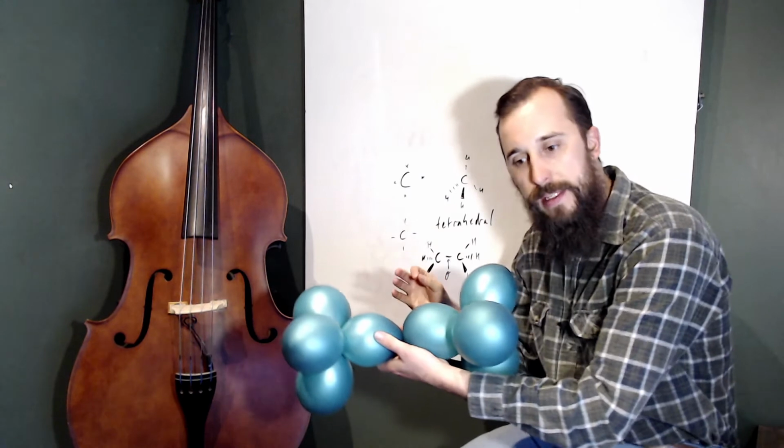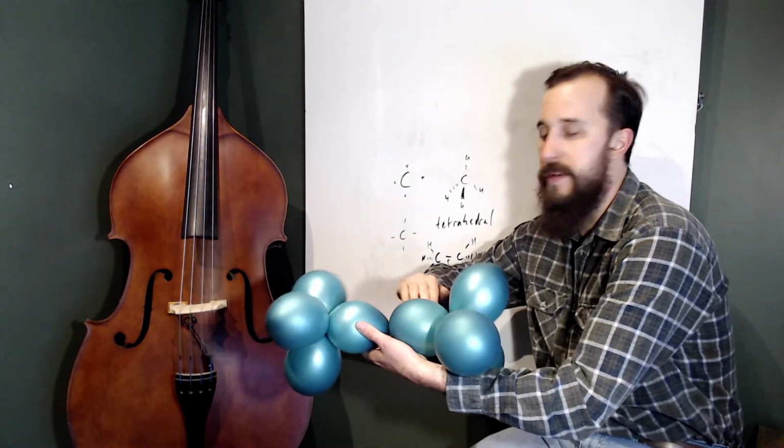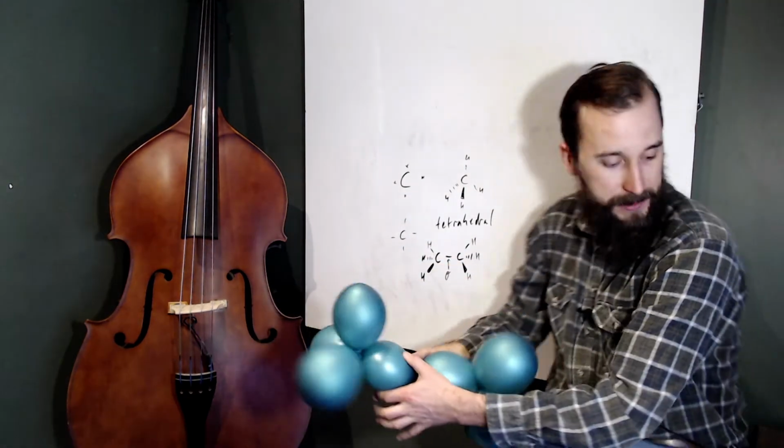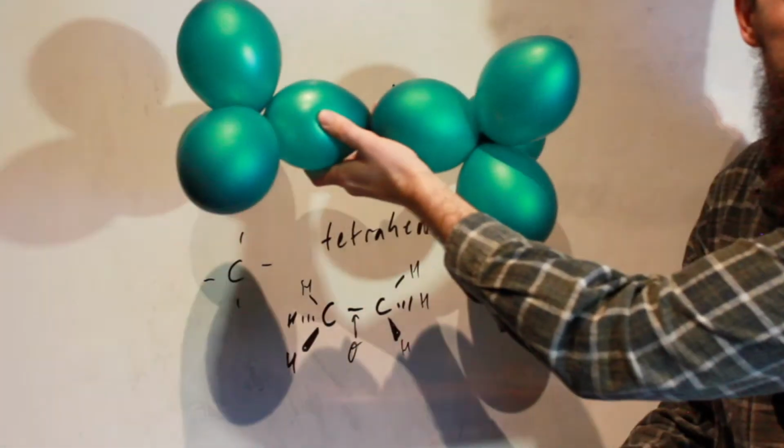Sigma bonds are called sigma bonds because the bond is in line with the nucleus. We can see that is going to be the bond there, and that is in line with both the nuclei of both of our carbons. So we can hopefully observe that there.